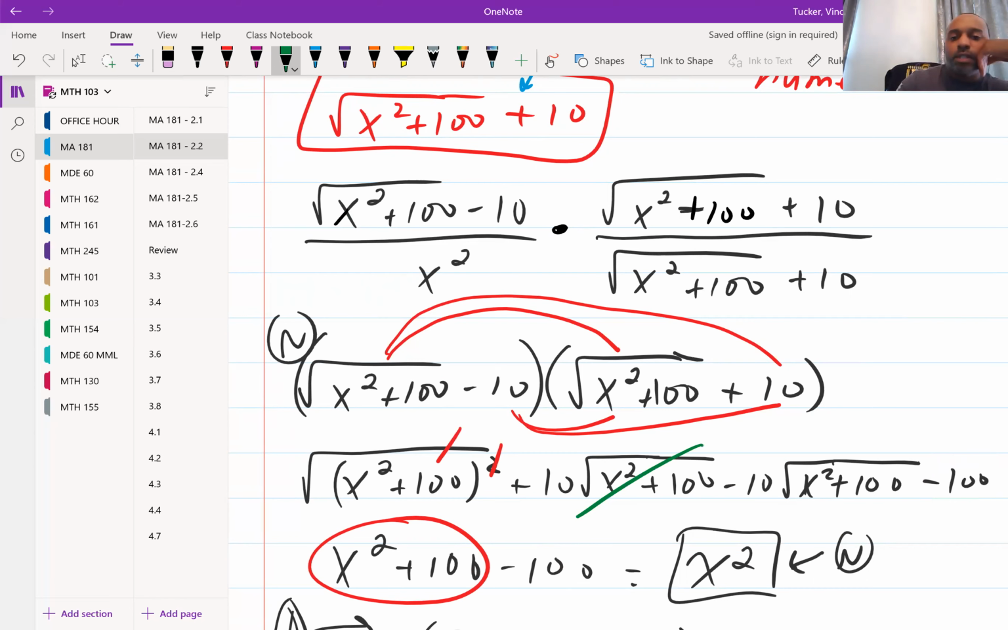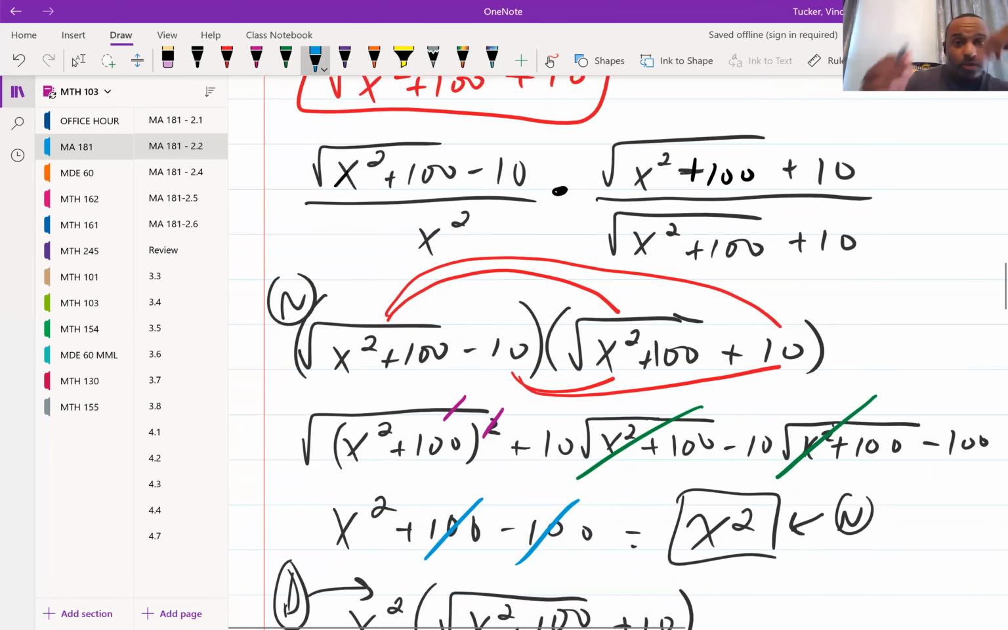This quantity of 10 times the square root of x squared plus 100 will cancel out with the minus 10 times the square root of x squared plus 100. And then that'll leave you with this minus 100 back here. So make sure we're okay with the cancellations. All right. And then to finish it off, 100 minus 100 cancels, and that'll leave you with just x squared for your numerator. Remember, that was just simplifying the numerator after we did our multiplication here.